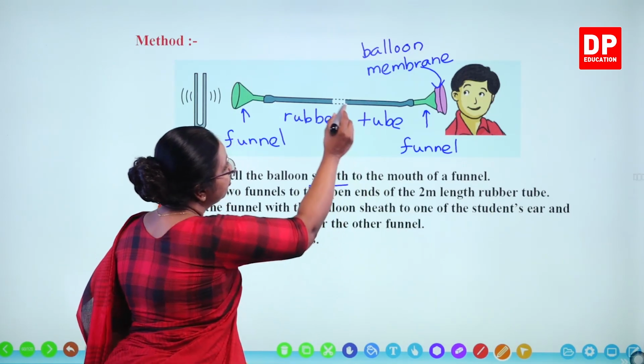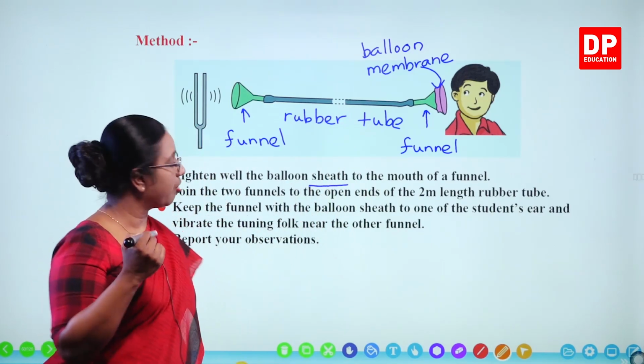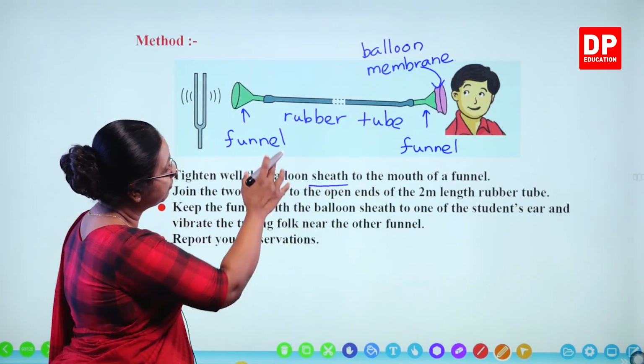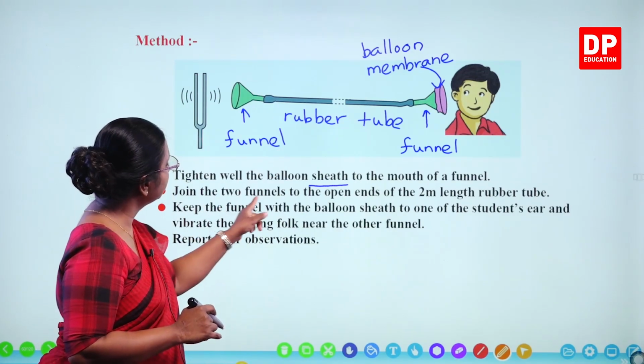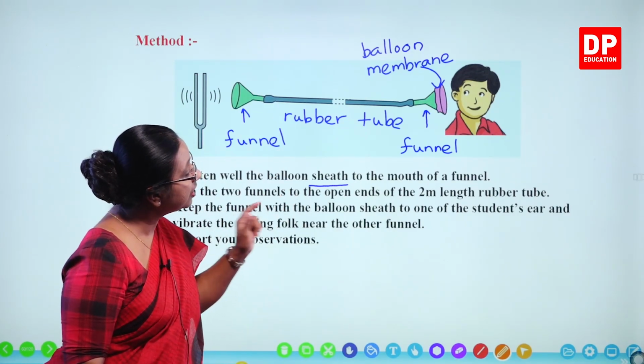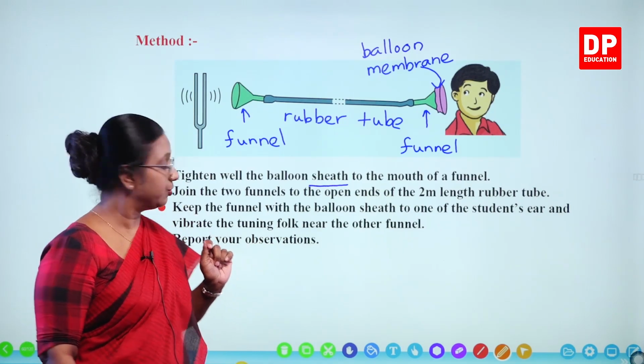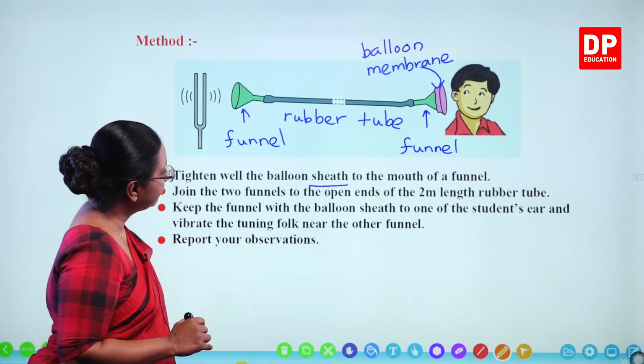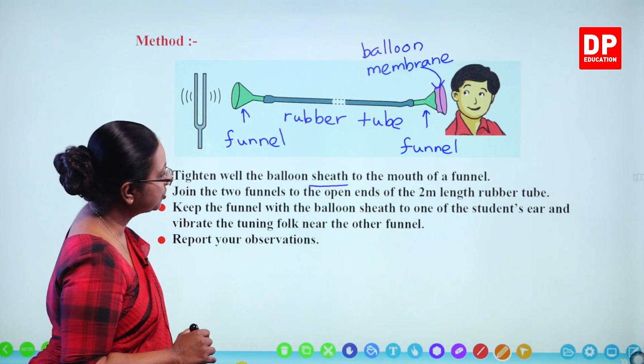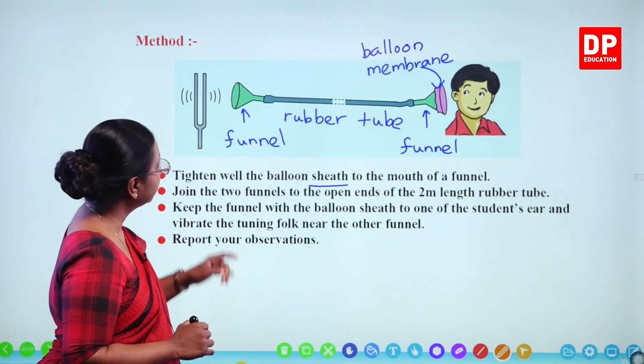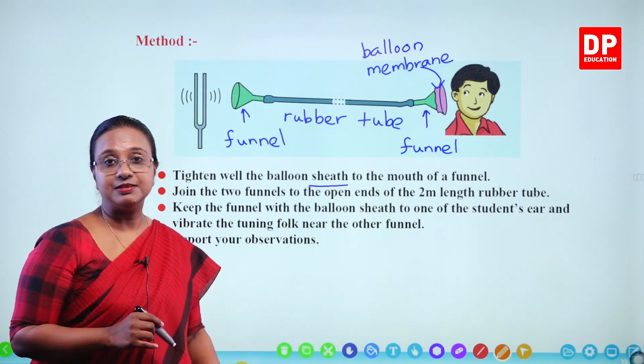So as I told you, we can write it as balloon membrane or balloon sheath to the mouth of a funnel. Join the two funnels to the open ends of the 2-meter length rubber tube. Keep the funnel with the balloon sheath to one of the student's ear. Vibrate the tuning fork near the other funnel.